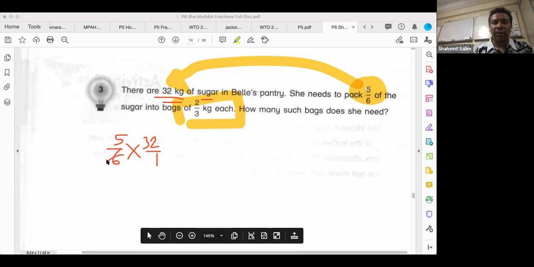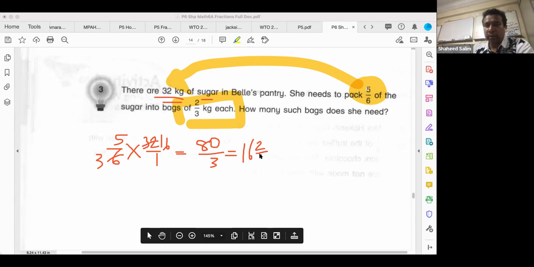Then we divide. This one can divide by 2, I get 3. This one divide by 2, I get 16. 5 times 16 is a short way. You times 10 divide by 2. 80 over 3. And then what do you get from here? 90 is 30, right? 17, 16. 16 and 2/3. Is it correct?